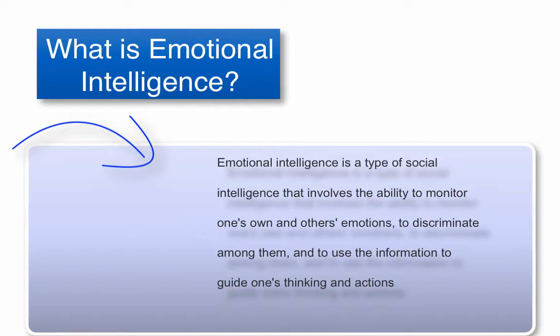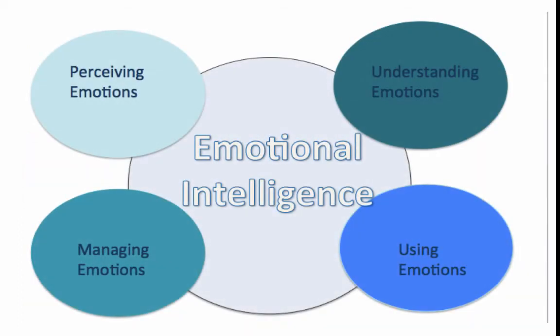Emotional intelligence is a type of social intelligence that involves the ability to monitor one's own and others' emotions, to discriminate among them, and to use the information to guide one's thinking and actions. Emotional intelligence comprises a set of 4 emotional skills, which include perceiving emotions, using emotions with cognition, understanding emotional causes and consequences, and managing emotions for personal adjustment.